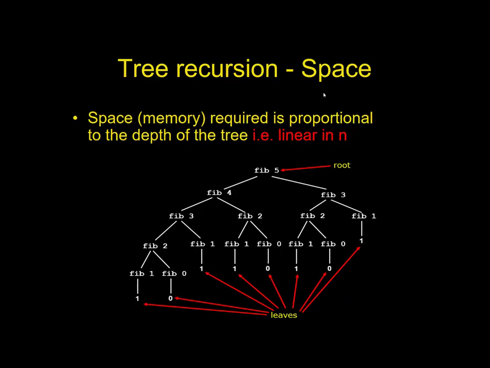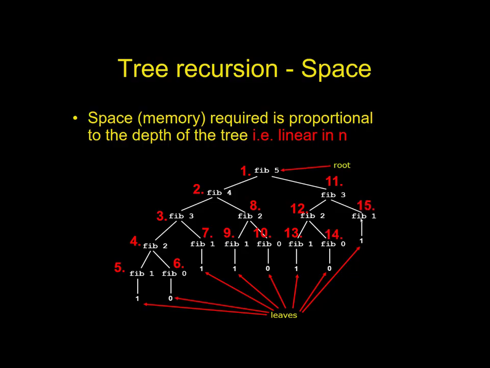Next, what about the space then? The space required is actually proportional to the depth of the tree. That is linear in n. Why is that so? Let's take a look. Fibonacci 5 actually calls Fibonacci 4 first before it enters into Fibonacci 3. And 4 actually enters into Fibonacci 3, then Fibonacci 3 into 2, and then into 1 to get the result of 1, then back up to get to Fibonacci 0 to get the result, and then back up, and so on.